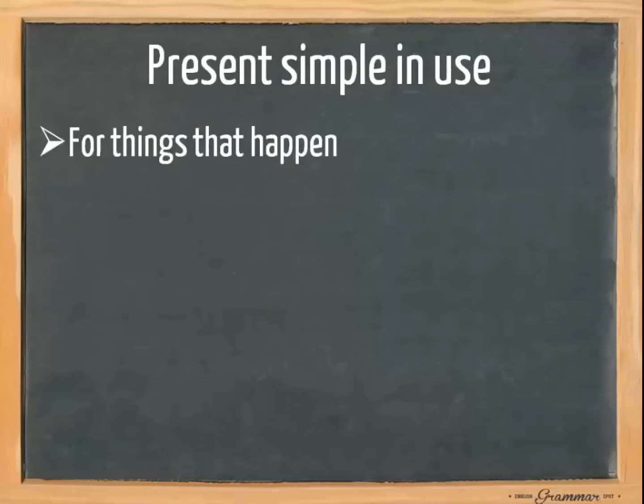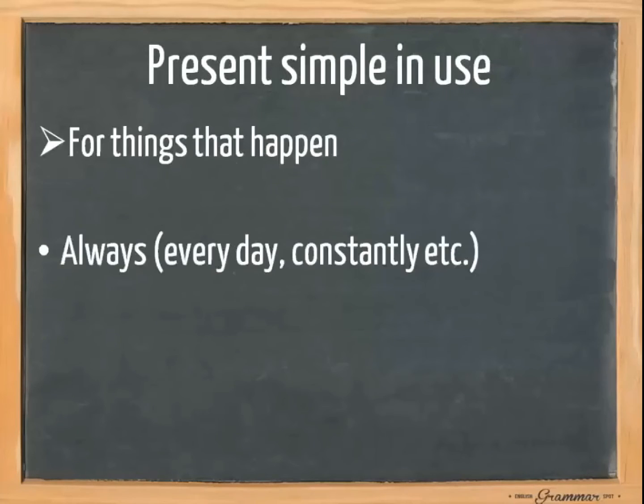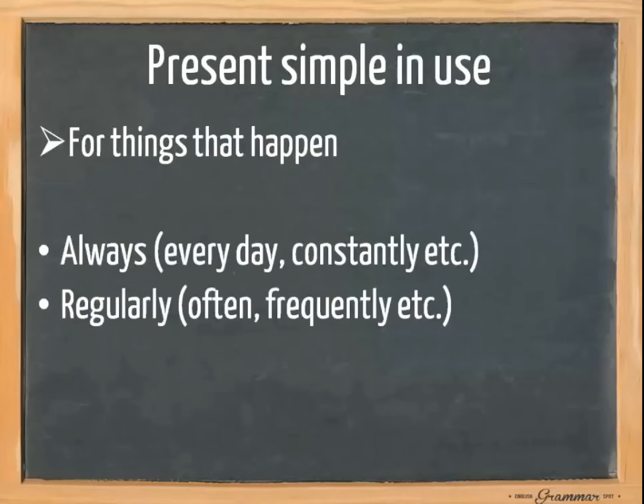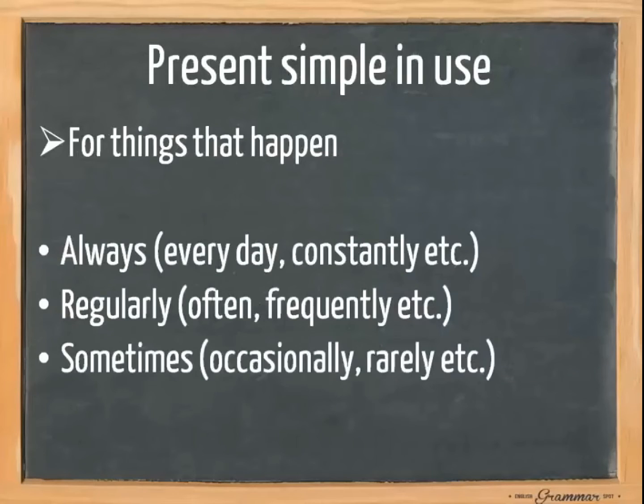First, we use the present simple for things that happen always, such as every day and constantly, regularly, such as often and frequently, sometimes, such as occasionally and rarely, and never.